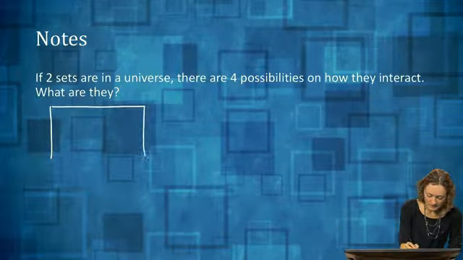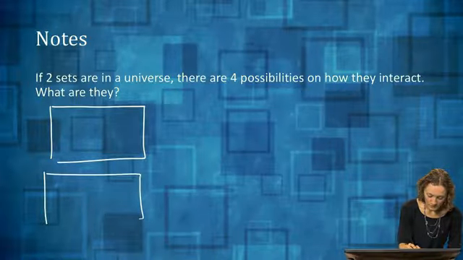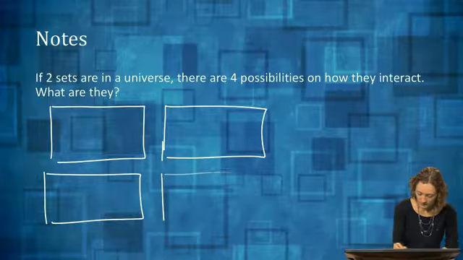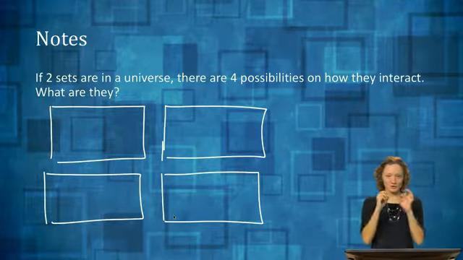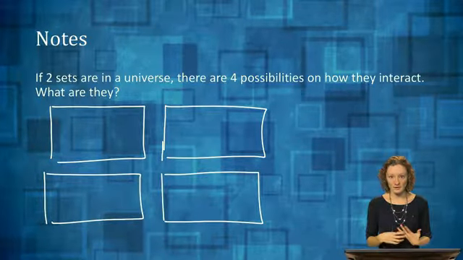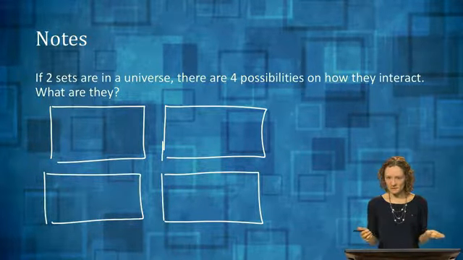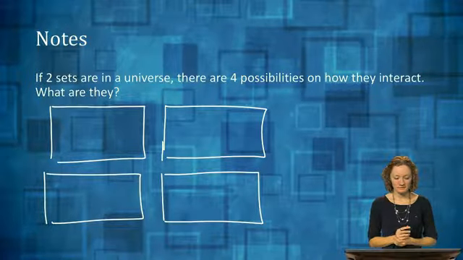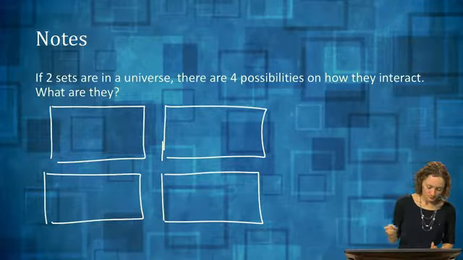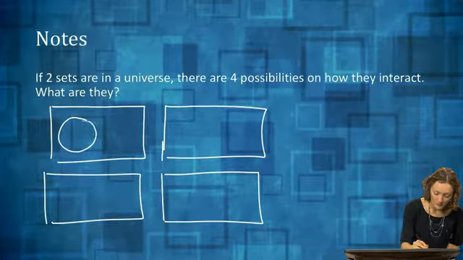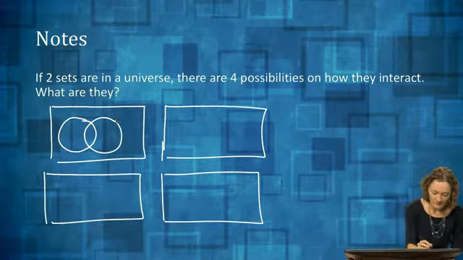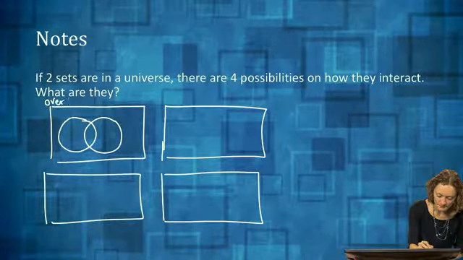Imagine, I'll set this up for you. 4 different scenarios. If there are 2 circles that have to go inside each of these, there are 4 different ways they could interact together. Think about it, see if you can figure out what might go in there. And then let's see if we're on the same page. So one way is definitely the way that I've already drawn them with the one specific overlap, and these are called overlapping sets.